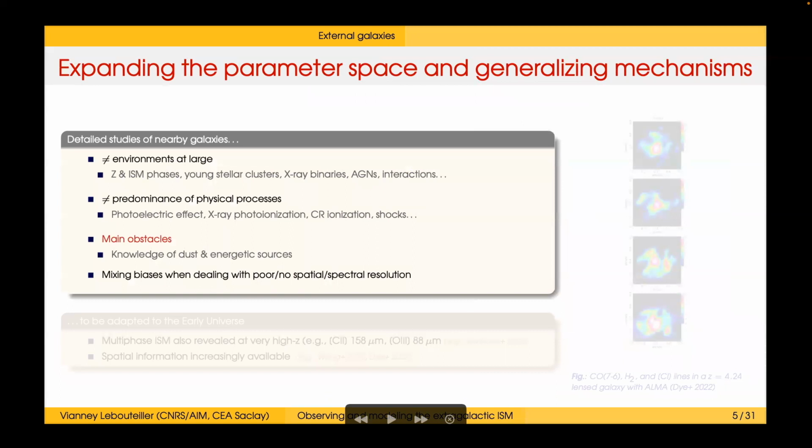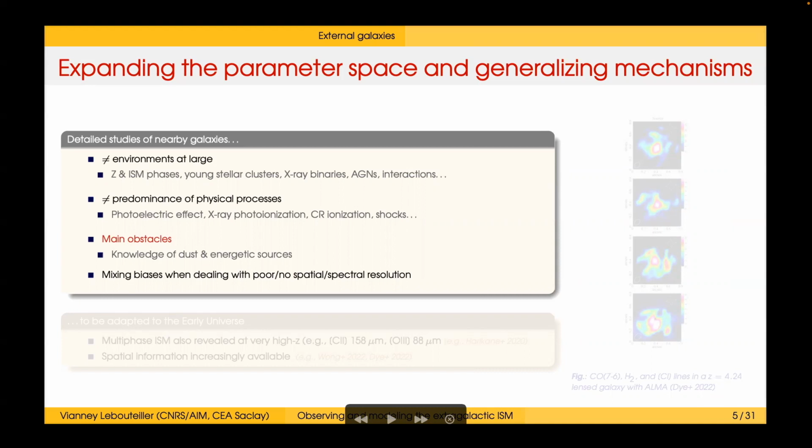What's interesting about nearby galaxies is that you have access to a wide range of the parameter space, and the environment is different at large. For instance, the metallicity, but also the mix of different ISM phases. And you can also study the different predominance of physical processes. I will mention the photoelectric effect on those grains, but also X-ray photoionization.